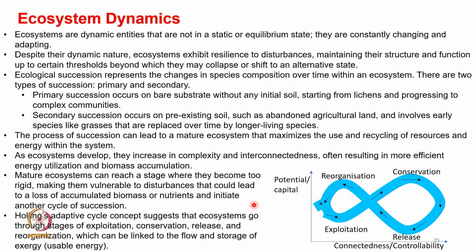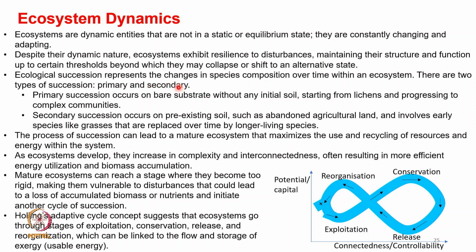So, now let us speak about the last two topics, which we call ecosystem dynamics, industrial symbiosis and circular economy. And what is ecosystem dynamics? Every ecosystem has dynamics, because ecosystems themselves are dynamic entities that are not static or in equilibrium, and they are constantly changing because these are systems that have life. Despite their dynamic nature, ecosystems exhibit resilience to disturbances, maintaining their structure and function up to a certain threshold beyond which they collapse to an alternative state.